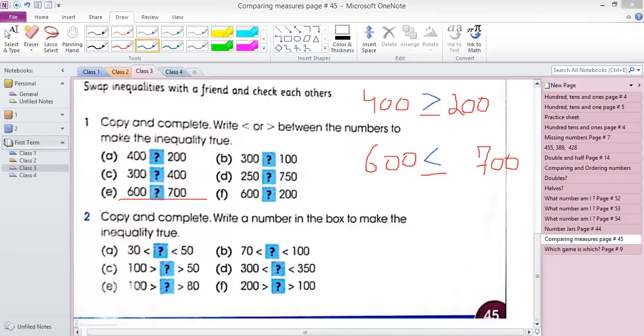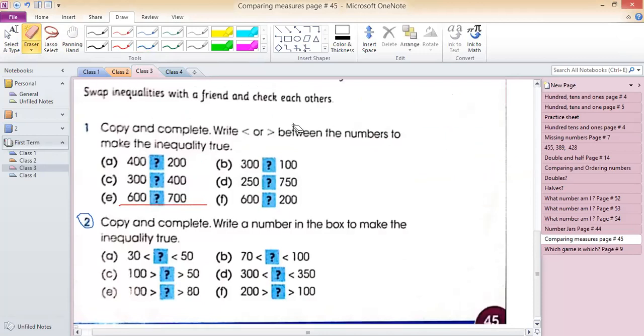Today we are going to complete question number 2. I'll give you the introduction of question number 2, how you have to do it, then we will start doing the question. So guys, copy and complete: write a number in the box to make the inequality true. This is the same question as question number 1. But here what you have to do, guys, is find out the number.